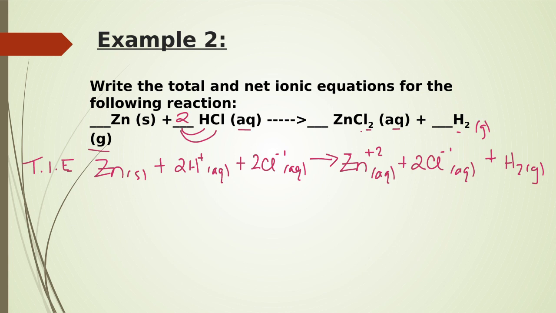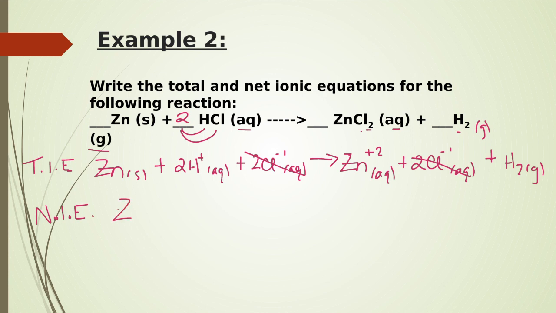What are your spectator ions? Well, this doesn't have as many spectator ions. The only ones that I see that are exactly the same from reactant to product side is your chloride ion. So we're going to cross those out. And then that's it. Everything else is part of a chemical change.